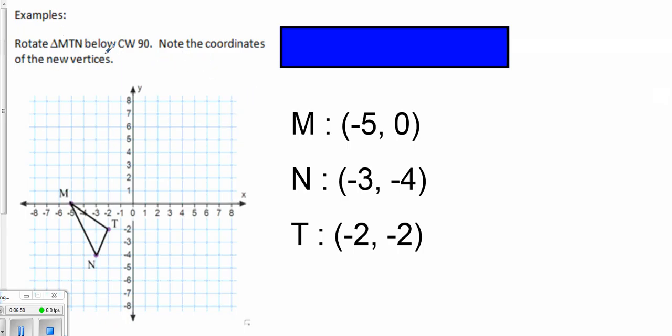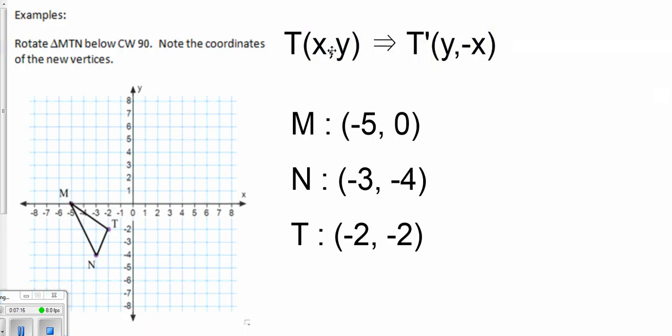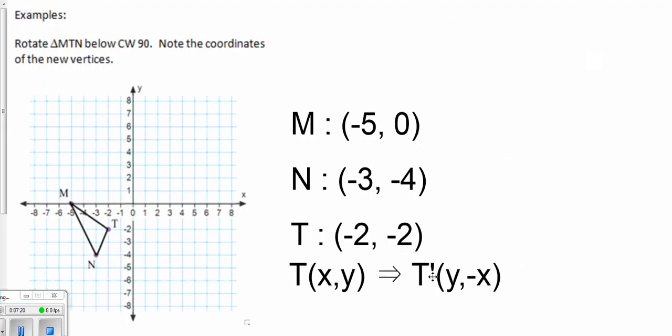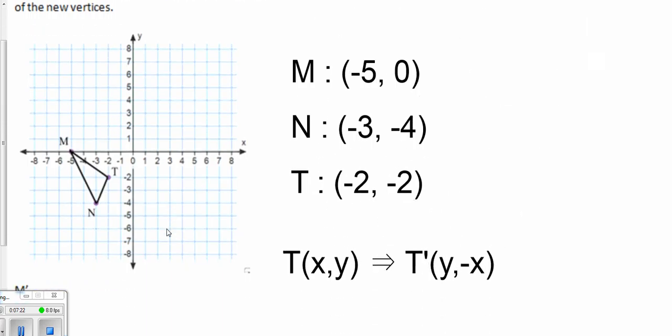So looking at a couple examples, we need to rotate this triangle MTN below. Right here, we're going to rotate it clockwise 90 degrees. Note the coordinates of the new vertices. So here's the coordinates of the old vertices. If we're going clockwise 90, this would be our rule. T of xy becomes T prime of yx. I'm going to move our rule down here as we plot these new ones out.